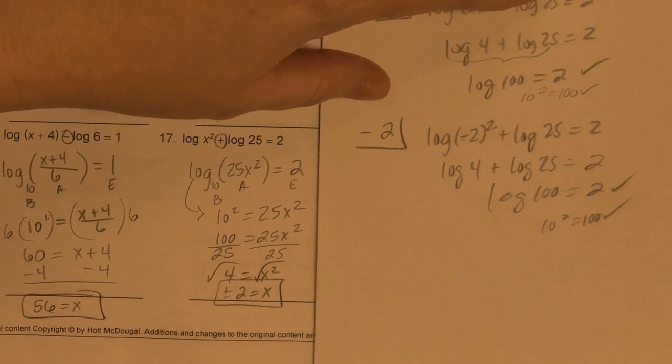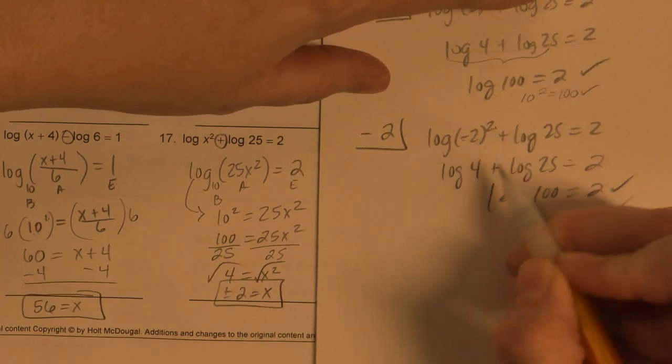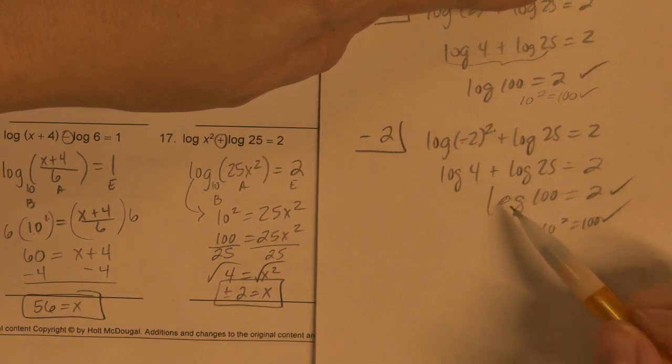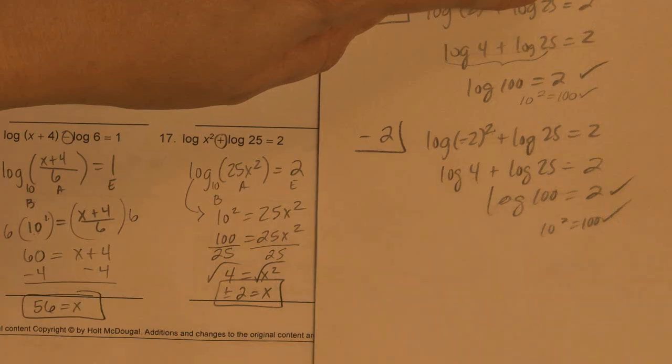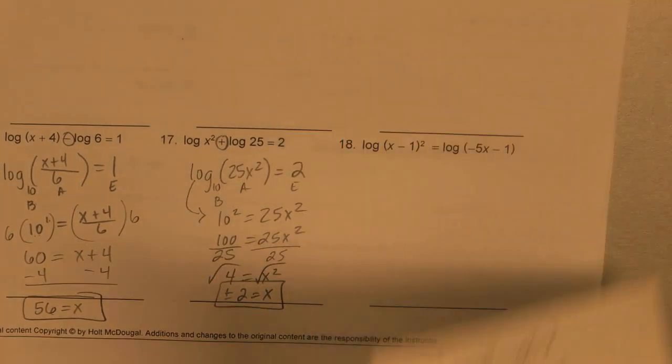Now, the negative, which a lot of times we've seen that the negative doesn't work out. But look, this is one of those cases. If you have negative 2 squared, you simplify that to a positive. So that's why you want to check it. The same thing happened with 18.